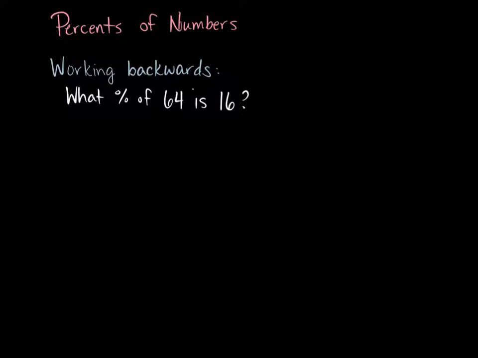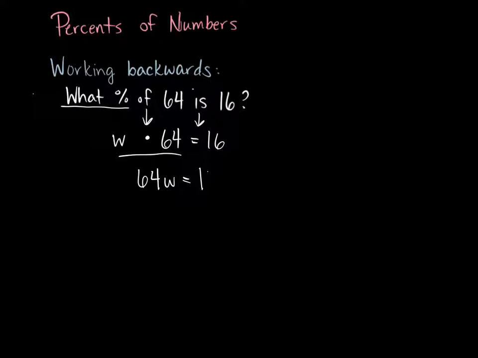So we have, what percent of 64 is 16? We're just going to put our signs: of is multiplication, bring down your numbers, is means equal, and since we don't know the percent, that's going to be our variable. So you have W times 64 equals 16, and we're just going to make this part pretty and write 64W equals 16.